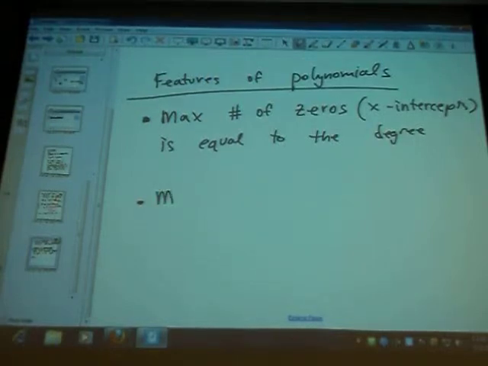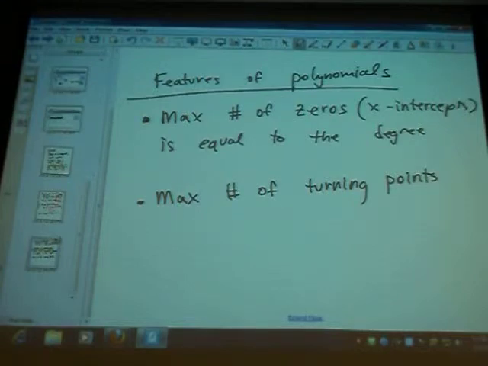Okay, what about turning points? Do you guys know what turning points mean? Changing direction. Like the vertex. From the vertex? Okay. How many turning points would a quadratic have? 1. The vertex. A quadratic changes direction once, at the vertex.